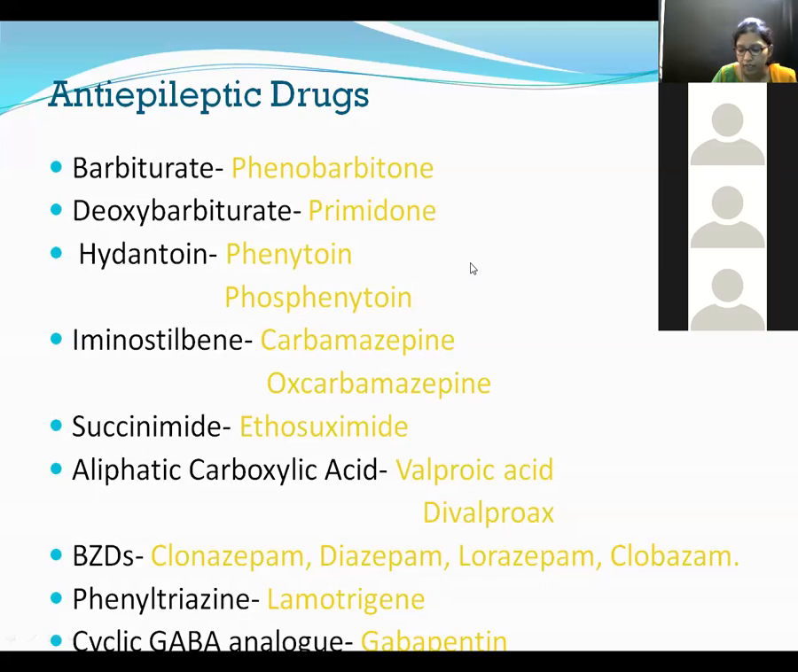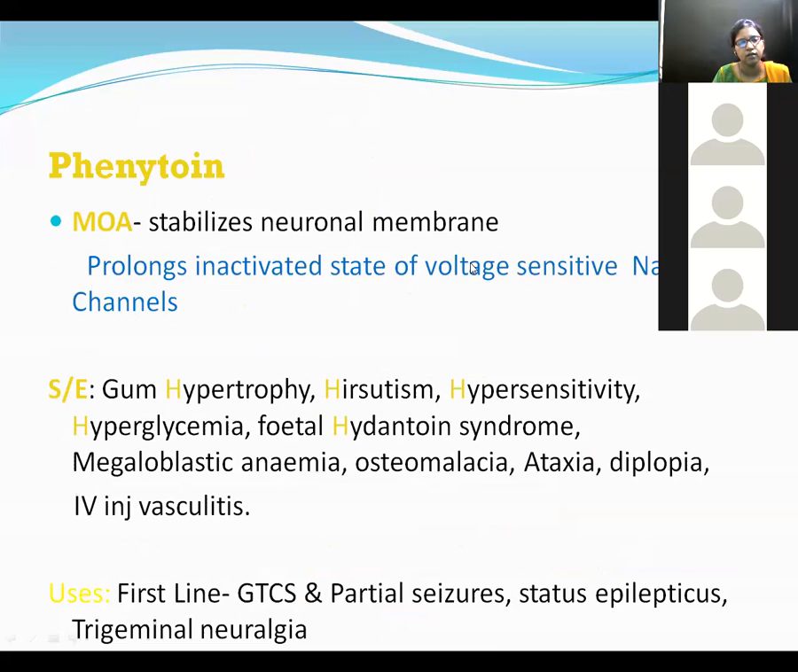So some prototype drugs in treatment of epilepsy: phenytoin. It is a hydantoin group of drug. Mechanism of action: it stabilizes the neuronal membrane. So abnormal firing of the neuronal membrane occurs, and phenytoin stabilizes the neuronal membrane to decrease the firing by prolonging the inactivated state of voltage gated sodium channels.